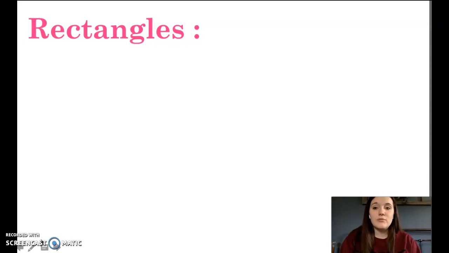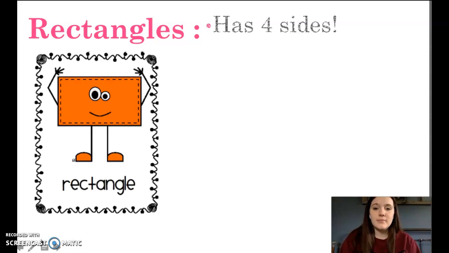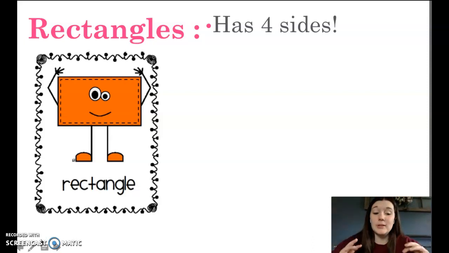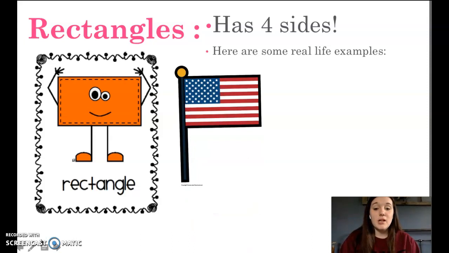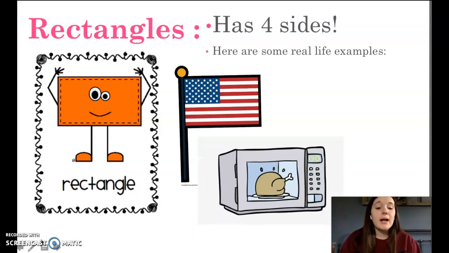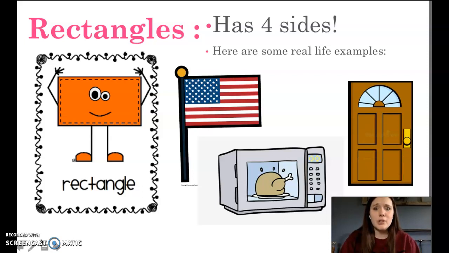All right, next is rectangles. Rectangles have four sides. They're just like squares, but they're a little bit longer. And here are some real life examples. You see the American flag, a microwave, and even a door.